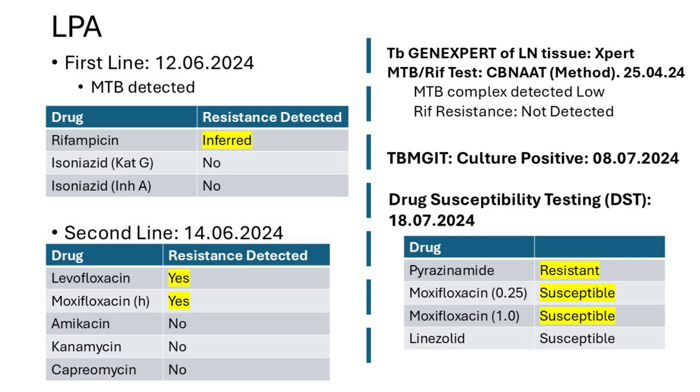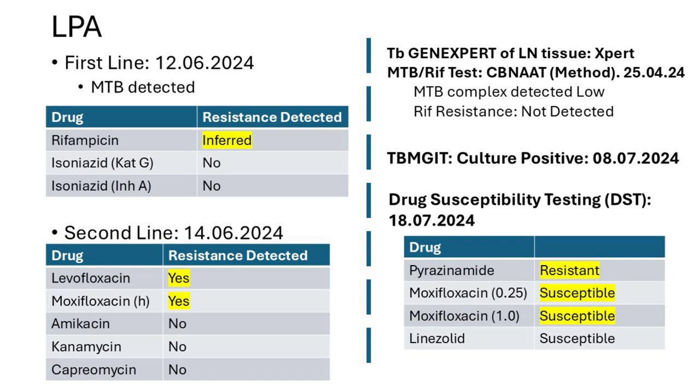Now, let us go to the right-hand side. At the bottom, what we are seeing is that TB-MZ culture came positive at around 8th of July, and then a DST was done. Now, this is phenotypic DST. Okay, LPA is a genotypic DST.